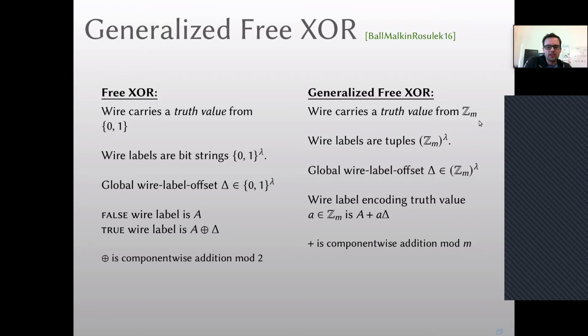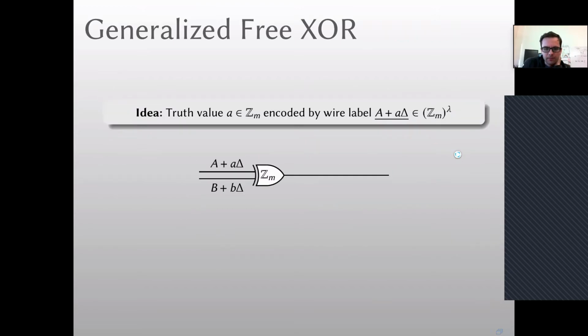So the wire label still has to be an encryption key. It has to be a cryptographic key that you use for encryption. You can't just use a number from 1 to 5 as an encryption key. So you need a longer value. But we also need these values to be compatible with addition mod 5, right? Just like in free-XOR, we needed the wire labels to be compatible with XOR. Here we need them to be compatible with addition mod 5. So that's why they're vectors of mod 5 values. Good.